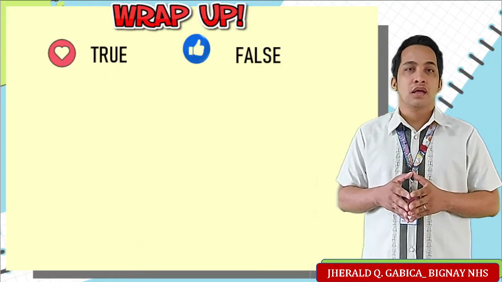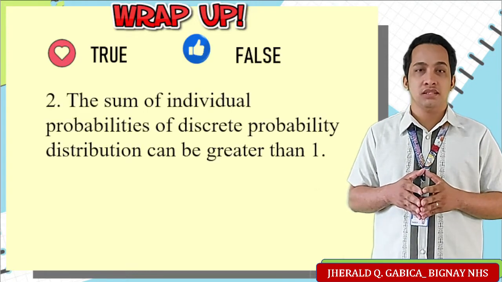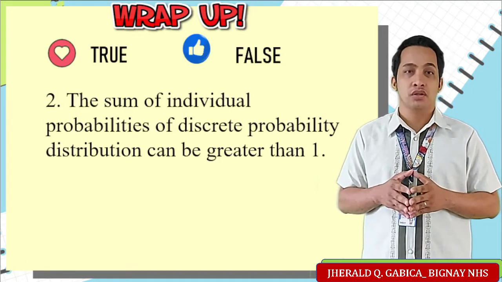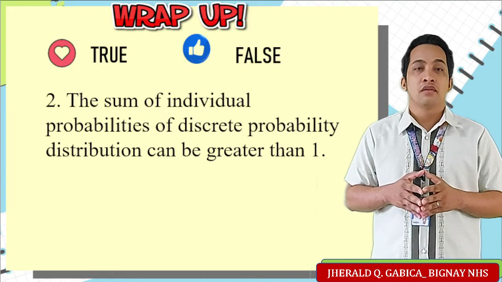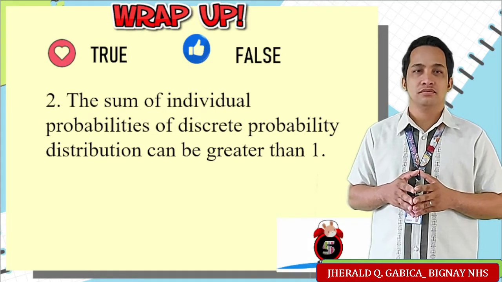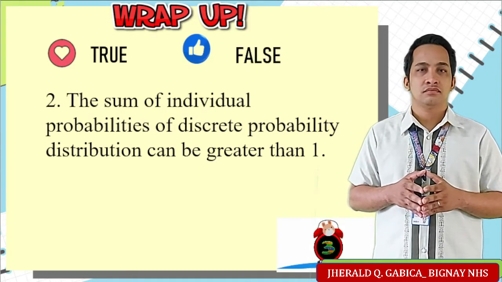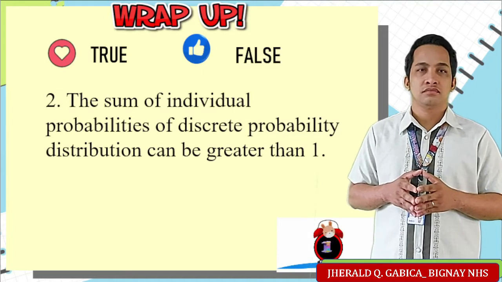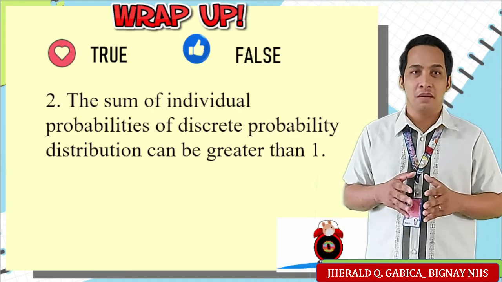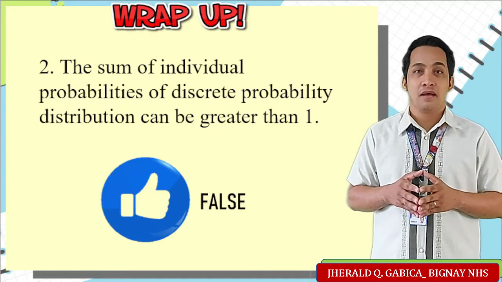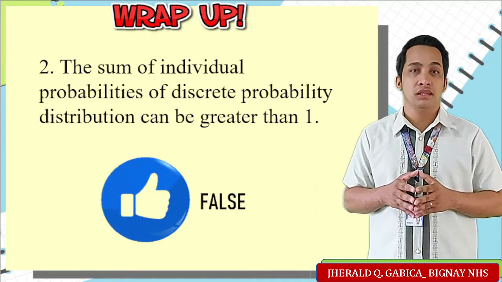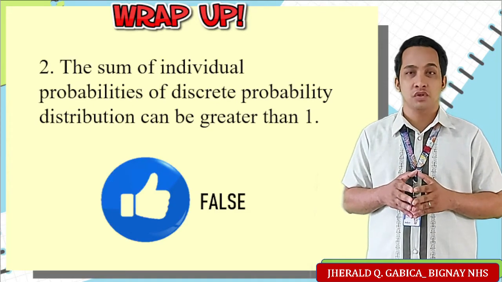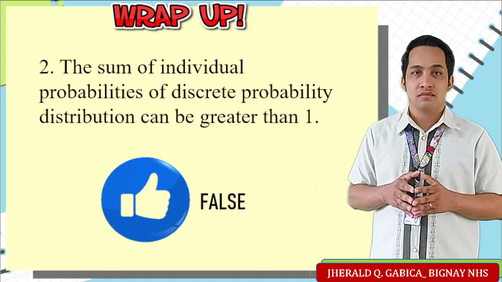Number 2. The sum of individual probabilities of discrete probability distribution can be greater than 1. 5 seconds. Go. Time's up. The correct icon is like because the sum of individual probabilities of discrete probability distribution is exactly 1.